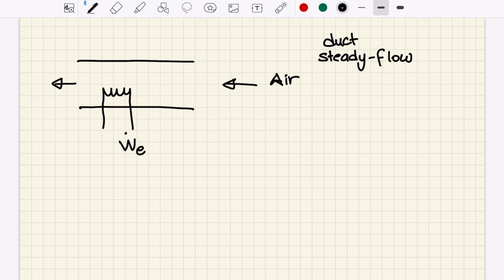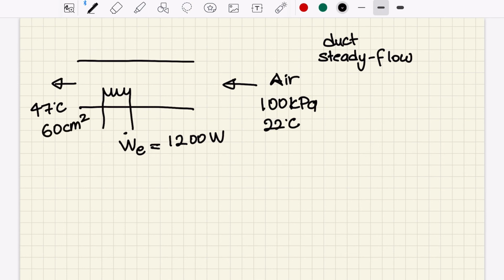And the power put into those resistors, electric power, we are given that 1200 watts. Now there are inlet conditions given to us, which is the air flowing in is at 100 kilopascal and 22 degrees Celsius. Exit at the air is 47 degrees Celsius, and exit area is 60 centimeters squared.